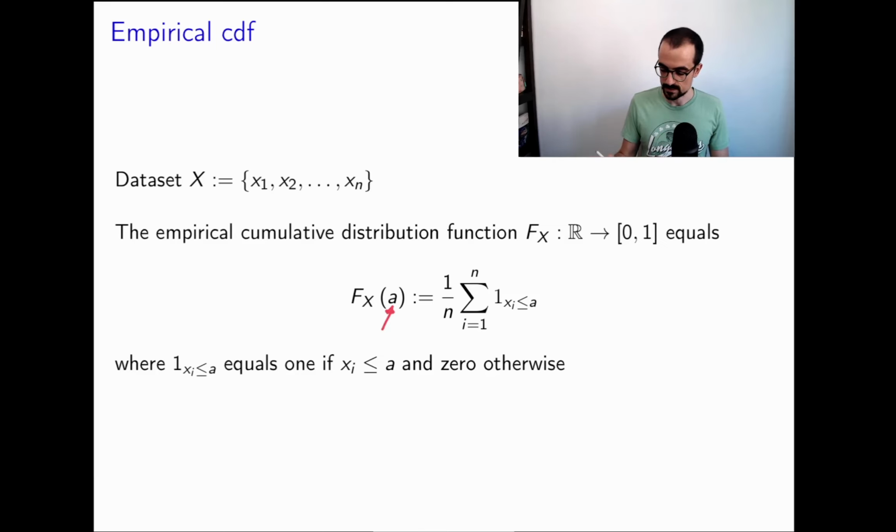So if we want to know the empirical CDF at, let's say, a = 5, we look at our data set, we count all the points that are below 5, and we see what fraction they are of the total. n is the total number of points. So essentially it is the empirical probability that the data are below 5.